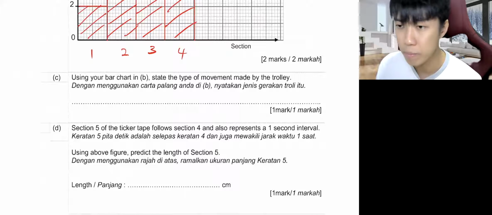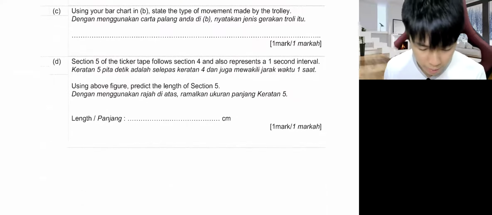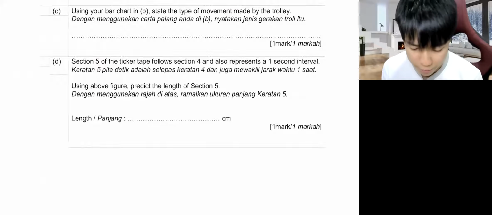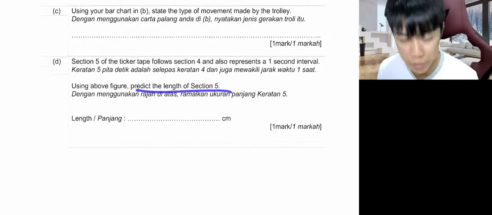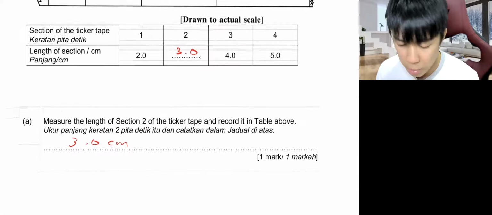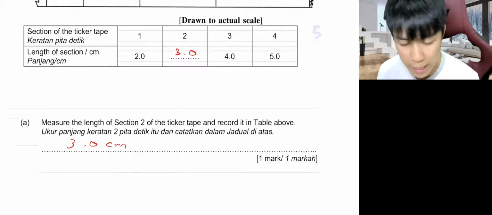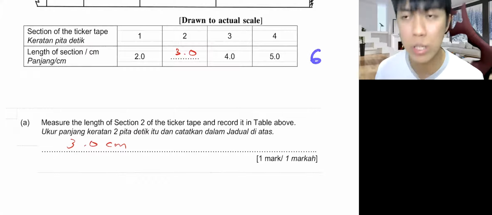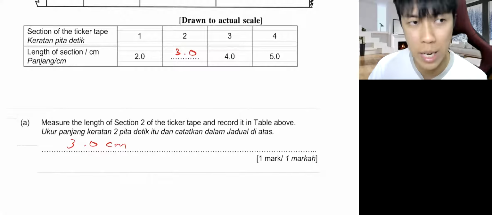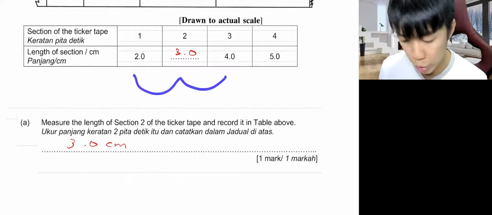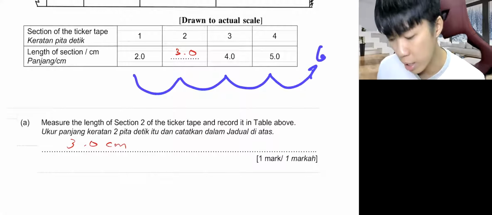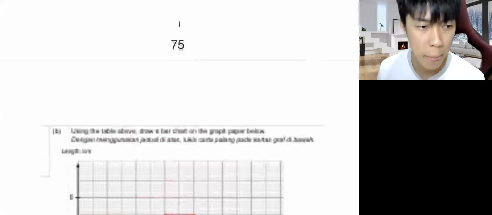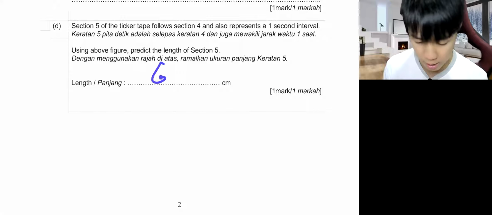Okay, no problem. Alrighty. Section 5 of ticker tape follows section 4, also represents 1 second interval. I want you to predict the length of section 5. We don't have section 5, but if we have, then the length will be very easy, 6, because it's an acceleration, it's a steady increment. 2 to 3, 3 to 4, 4 to 5, and 6. So answer is 6.